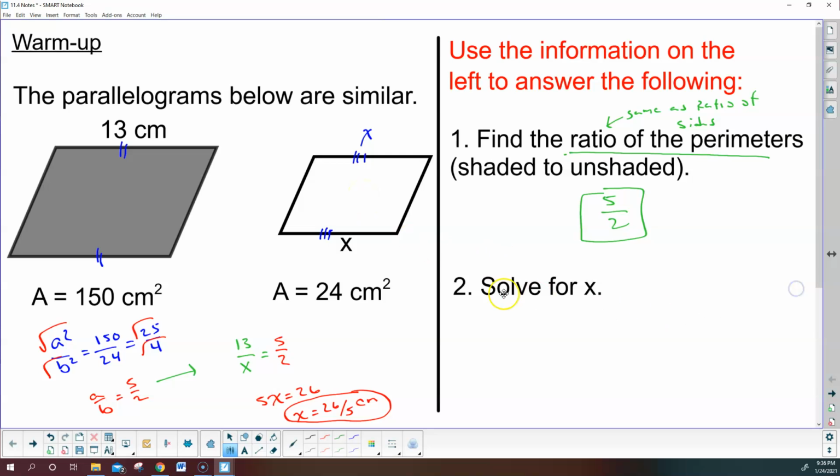So then number 2 says solve for x. Well, if 13 over x is equal to the ratio of sides, 5 over 2, we cross multiply, and I end up with x equaling 26 over 5 centimeters.